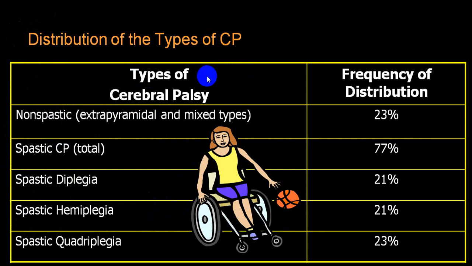If we go through the percentage of cerebral palsy, non-spastic variety will be 23%, where it can be dyskinetic plus mixed variety, where spasticity is not there. It is almost 23%, and you can see total spastic variety is 77%. And of that, diplegia is 21, hemiplegia is 21, and quadriplegia is also 23. This is in this series. But we have seen that quadriplegia and diplegia are more common as compared to monoplegia.